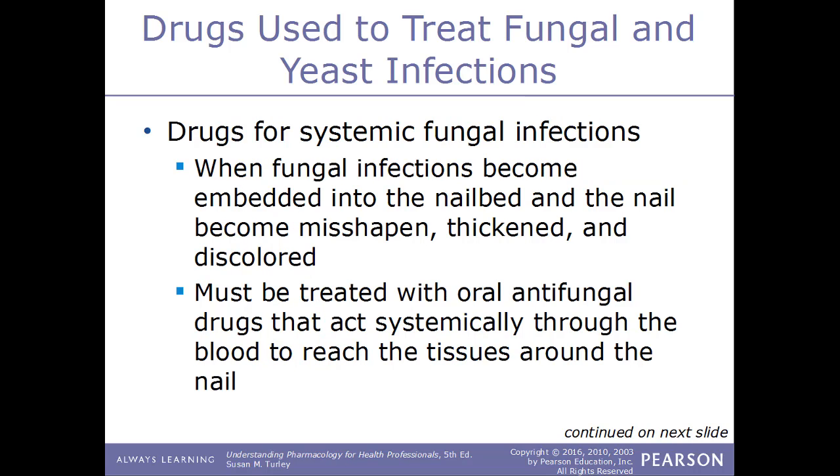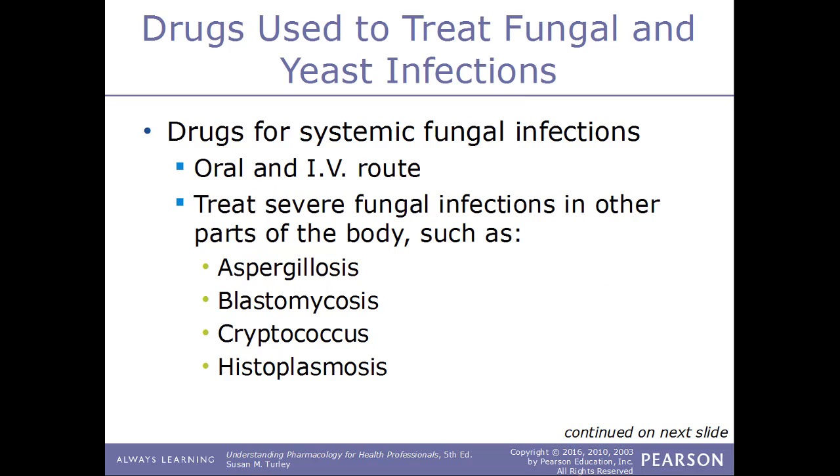Drugs for systemic fungal infections. So when fungal infections become embedded into the nail bed and the nail becomes misshapen or thickened or discolored, then you can't use a topical treatment. You must use a systemic treatment. So these must be treated with an oral antifungal drug that will act systemically through the blood to reach the tissues around the nail. And drugs used to treat systemic fungal infections can be given with an oral route of administration or an intravenous route.